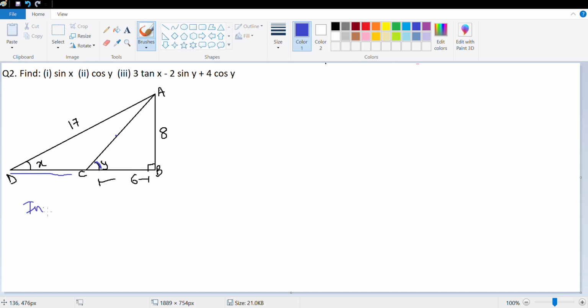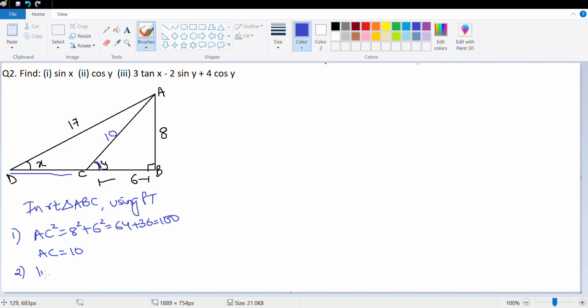So in right triangle ABC, using Pythagoras theorem, what I get is AC square is equal to 8 square plus 6 square. This is 64 plus 36, which is 100, which means AC is equal to 10. So this is 10. Now let's look at the big triangle.